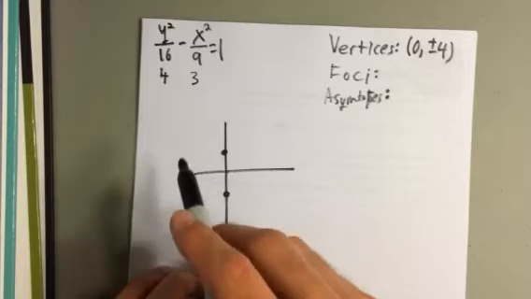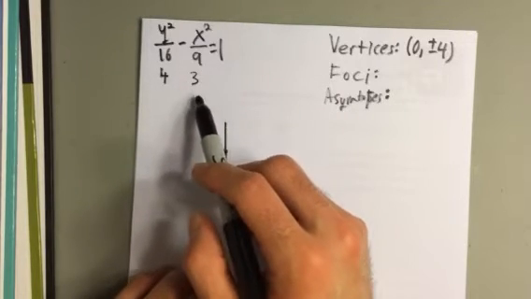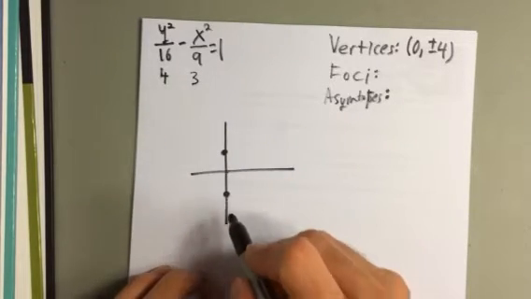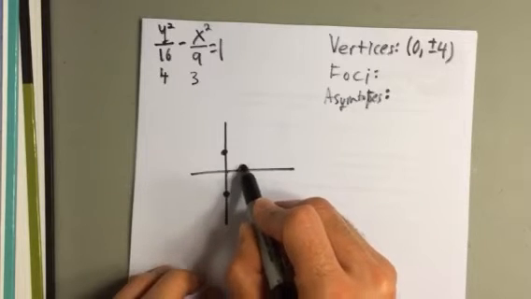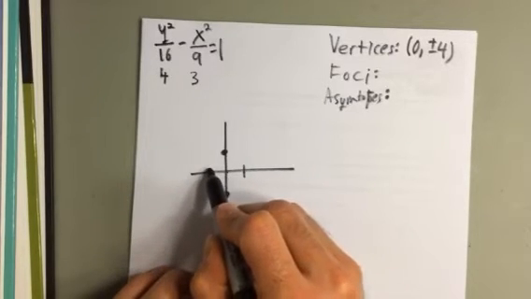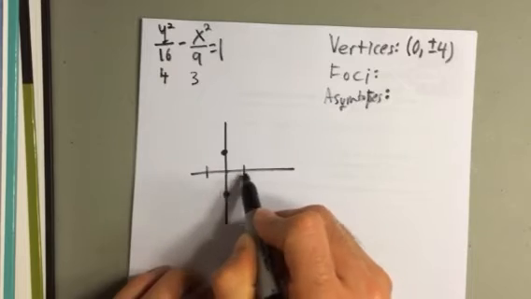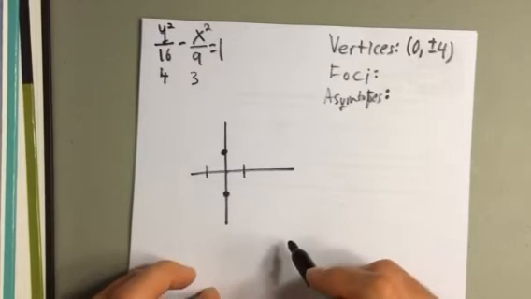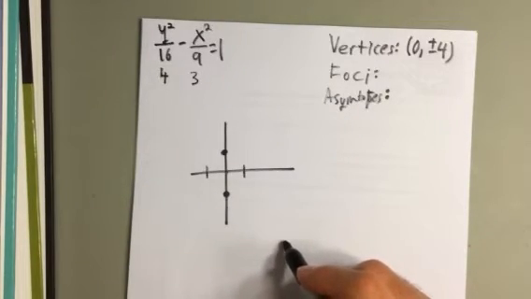Next thing is, let's use this 9 here, this 3, that's going to be our conjugate axis. So to the right 3 and to the left 3, our full conjugate axis would be 6. That's going to help us find out the slope. It'll also help us with finding where the foci are.